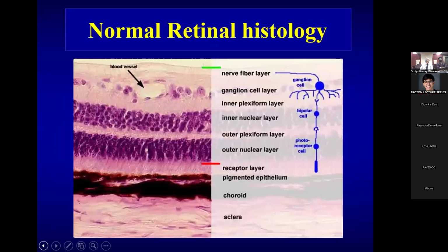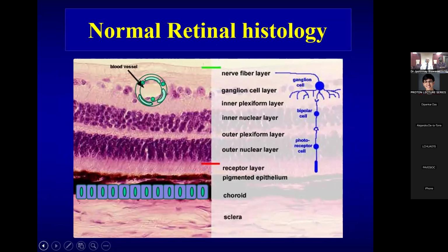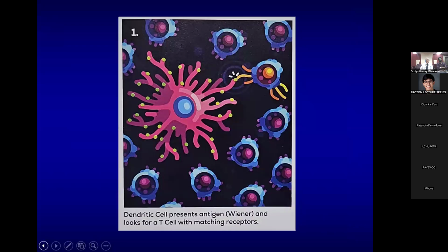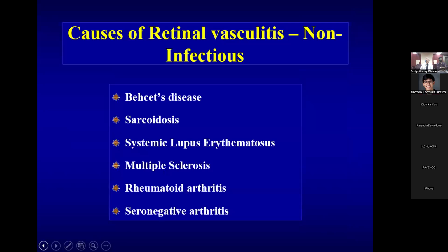And here is a photograph of normal retinal histology, and you can see the retinal pigment epithelium, and here the retinal blood vessels with endothelial cells and pericytes. What happens is that choroidal dendritic cells attach to the endothelium of the blood vessels in the retina, and they attract lymphocytes, producing an immune-mediated reaction resulting in retinal vasculitis.